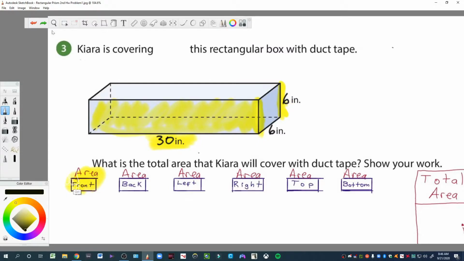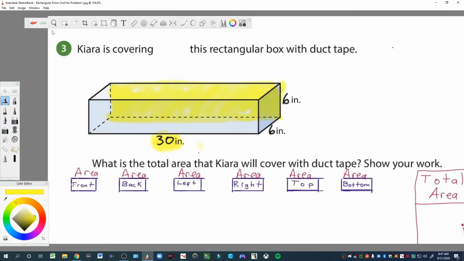Now I also need to find the area of the other faces, not just the front face. I need to find the area of the back face, the left face, the right, the top, and the bottom face. My back and my front side are usually the same when they are a rectangle or a square. So if the front side was 30 times 6, the back side would also be 30 by 6. If the front has a base of 30, the back also has a base of 30.